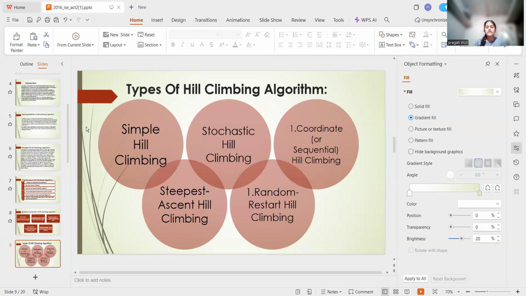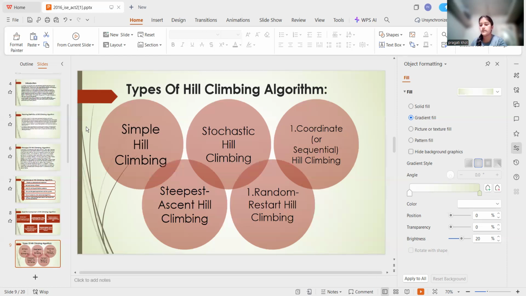Second is the steepest-ascent hill climbing algorithm. It evaluates all neighbors and moves to the one with the best improvement. It is slower than simple hill climbing, but more likely to reach a higher peak. This is stochastic hill climbing. It randomly selects a neighbor and moves if it is better. It introduces randomness to avoid getting stuck in a local maximum. This is the third. Fourth is the first-choice algorithm.